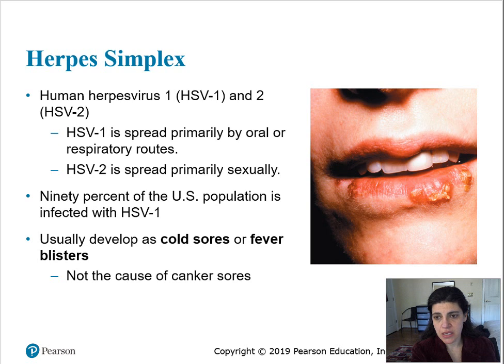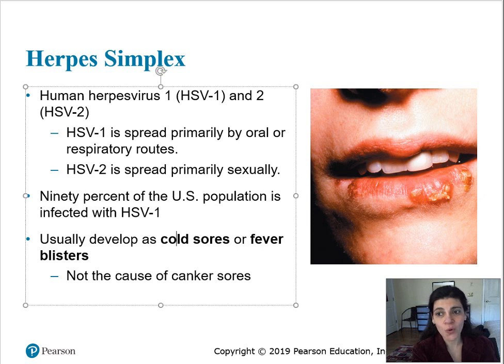Herpes simplex is what we call cold sores or fever blisters, right? Many of the individuals are asymptomatic carriers, and the only way to spread this disease is by direct contact. 90% of the population is infected with HSV1 or 2. You have 1, which is the main one, but you can also have 2. 2 is spread mostly sexually, but can also be transmitted by oral route, and vice versa. HSV1 can also be transmitted sexually, okay, even though it's primarily spread by oral and respiratory route.